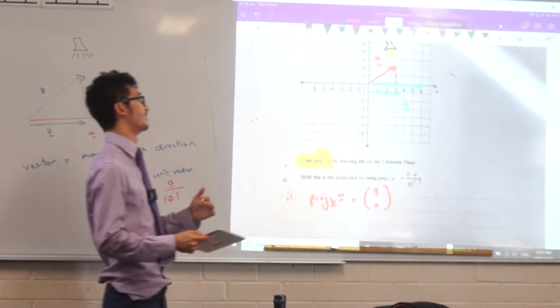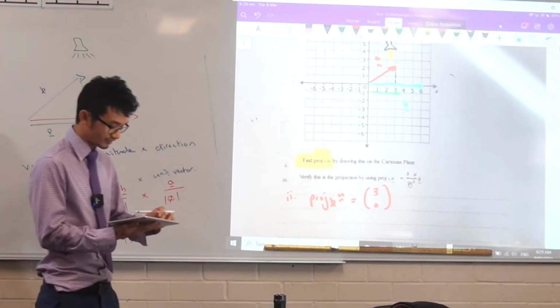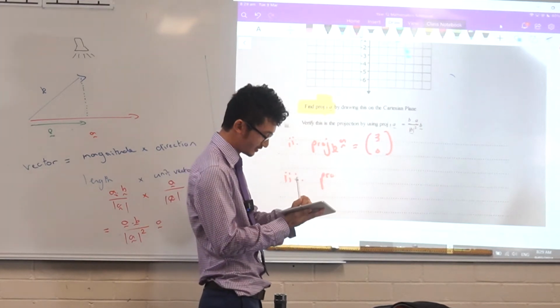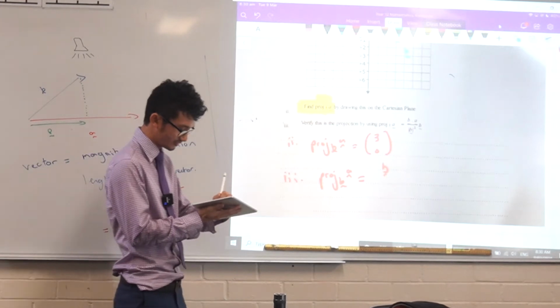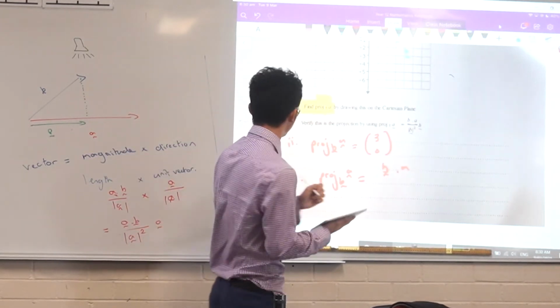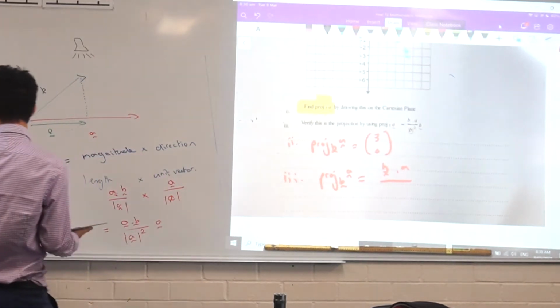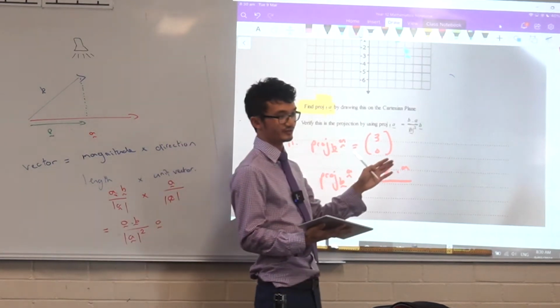But we can verify this now. We can verify this also using our formula. So let's go ahead and do that as well. So our projection of A onto B is going to equal, using our formula over here. Now, just keep in mind, the projection order does matter. So this one here, this was B onto A. That's going to be different from A onto B. So I just want to emphasize that.